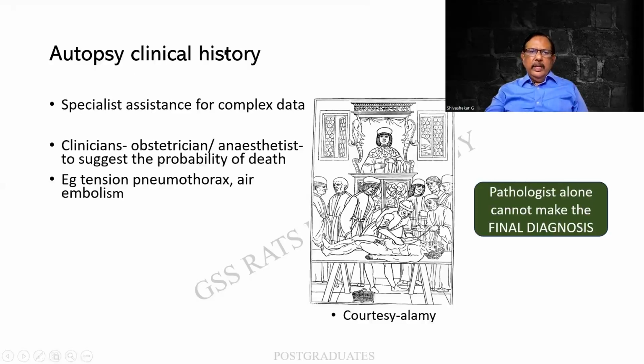So you need the assistance of a specialist for complex data. In this, it is always not a pathologist alone who is making a final diagnosis. You need the role of an obstetrician and the anesthetist to find out the probable cause of death. Example, what can we do in a case of a tension pneumothorax or an air embolism?